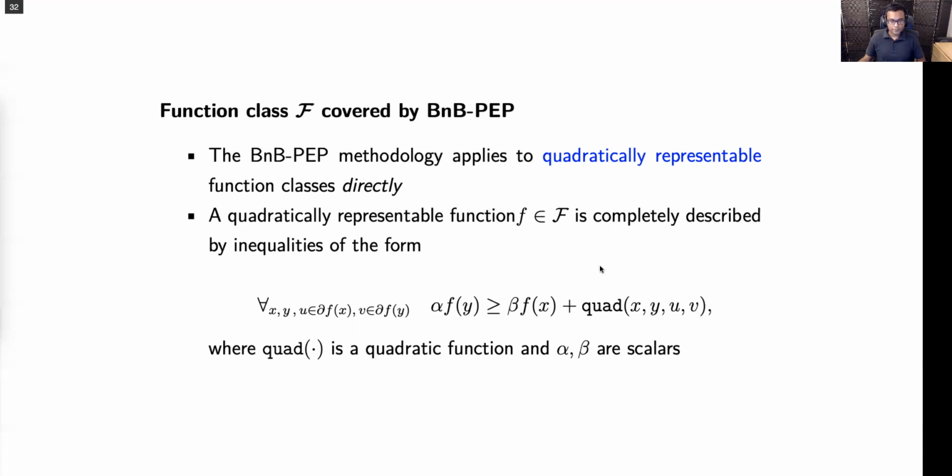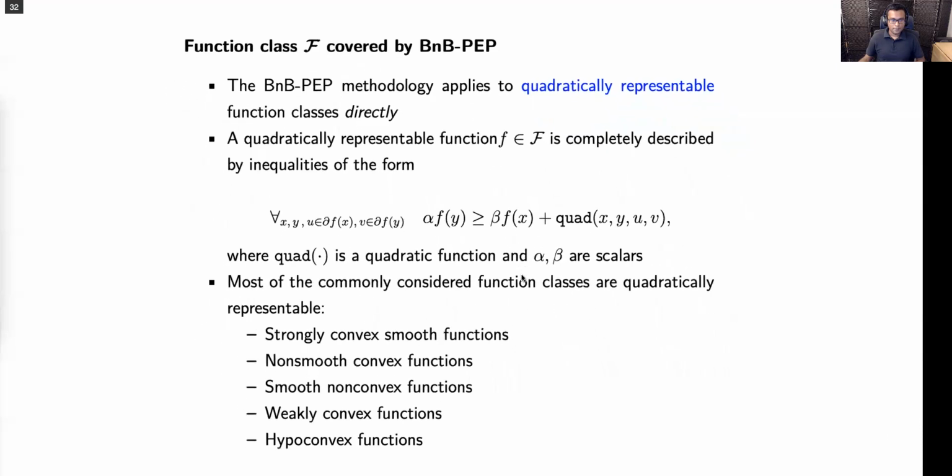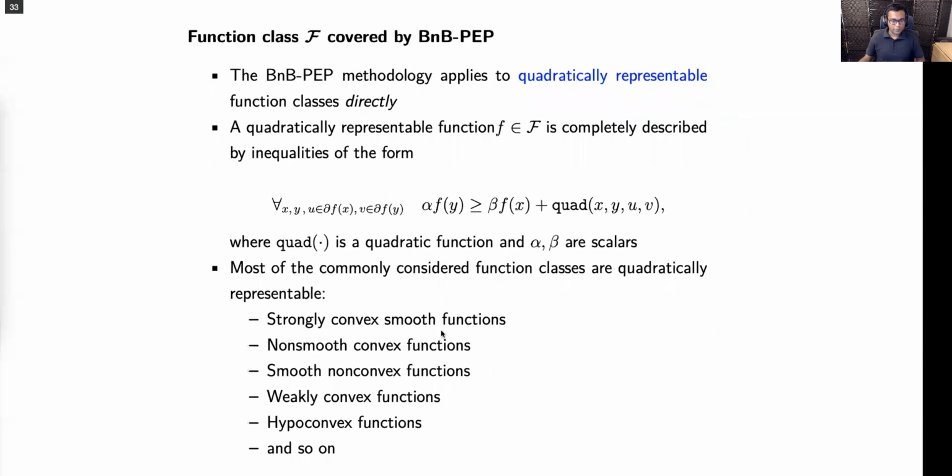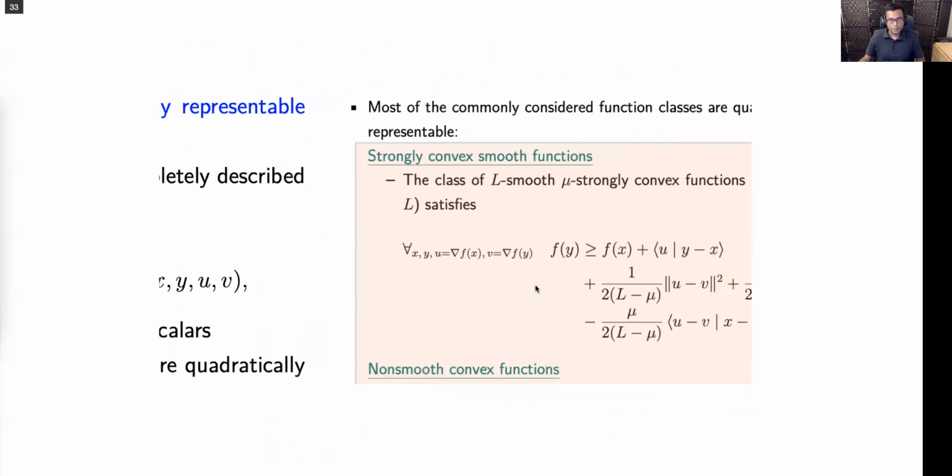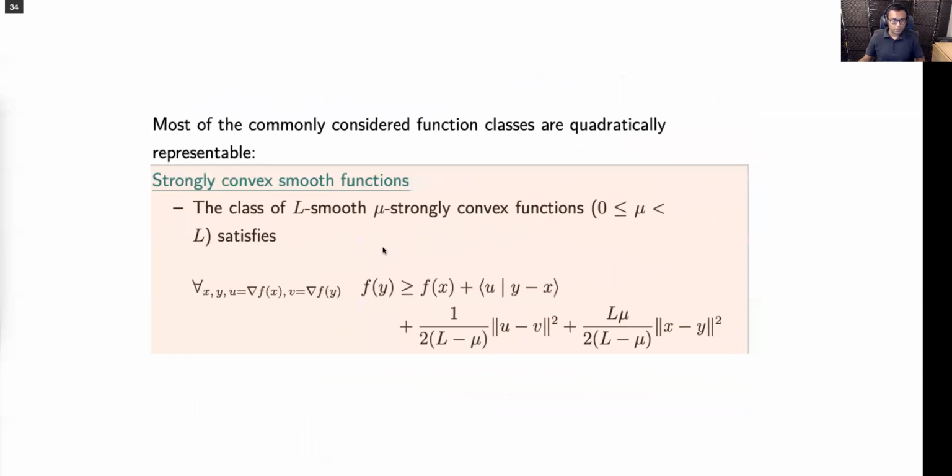Now, it turns out that most of the major, in fact, all the function classes in classic mathematical optimization that I know of, can be fit in this quadratically representable function class. So here I am showing you the common function classes that are quadratically representable. You can see that pretty much all the known function classes fit within this class. I just wanted to show one example.